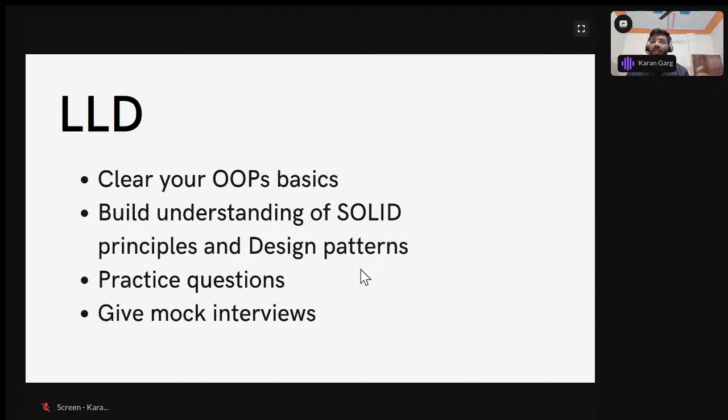So for low level design, the expectations are that you should be able to come up with the entities that are there, then the relationships between those entities. For example, let's say I am designing chess. I should be able to come up with all the entities that will be there, for example, a board or a piece, right? A game.